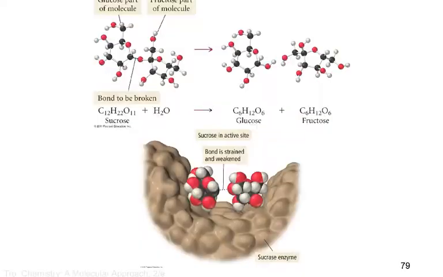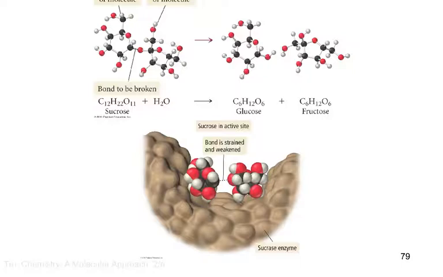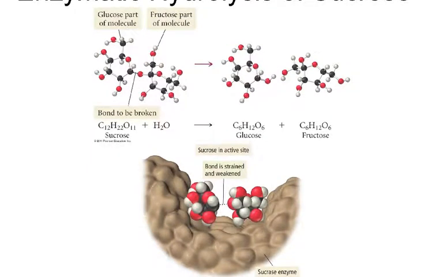Here's another picture, the enzymatic hydrolysis of sucrose. So you have sucrose, a molecule of fructose and glucose bound together, and when it binds into sucrase, which is the enzyme that breaks apart sucrose, it basically bends that, strains and weakens it, and so it breaks, and you can add water across it, and then you get the two separate parts.